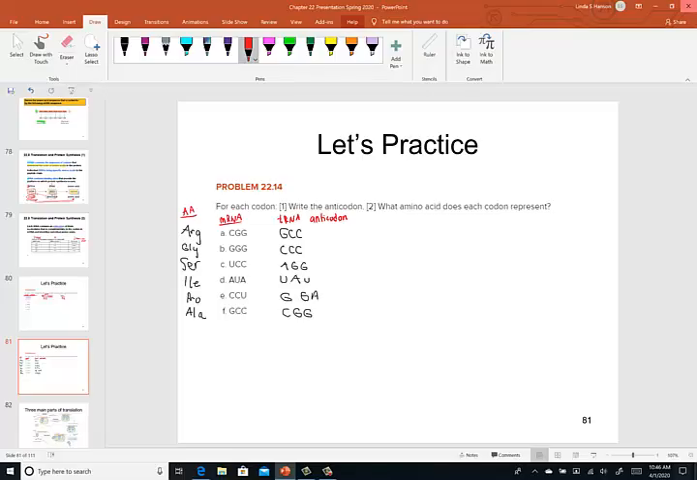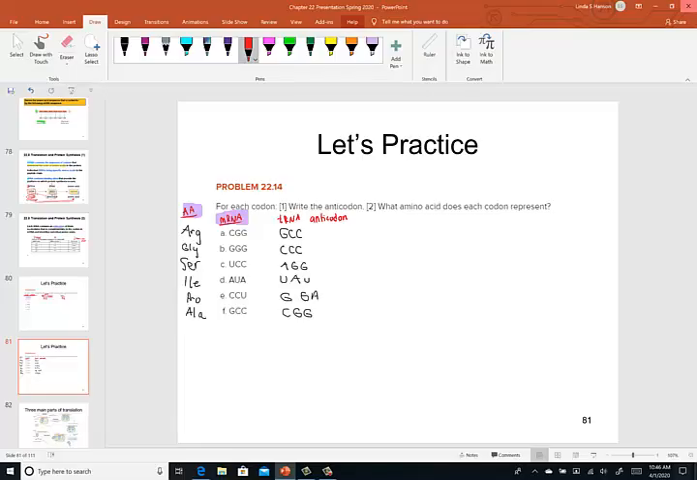How did you do? In letter B, your complementary base strand for the anticodon would be CCC. We read the codon for the amino acid. That came out to be glycine. GGG codes for GLY, the amino acid called glycine. Letter C, the anticodon would be AGG, but UCC is the codon, and we use the codon to code for the amino acid, serine.